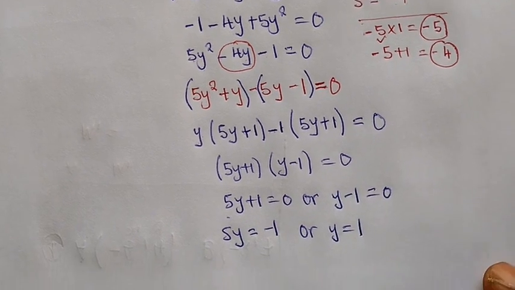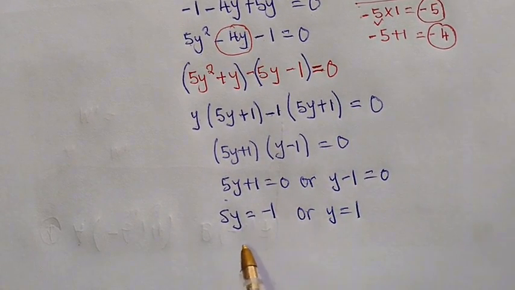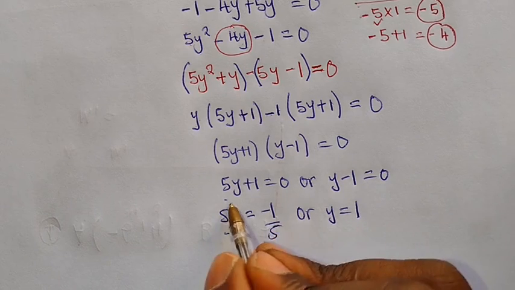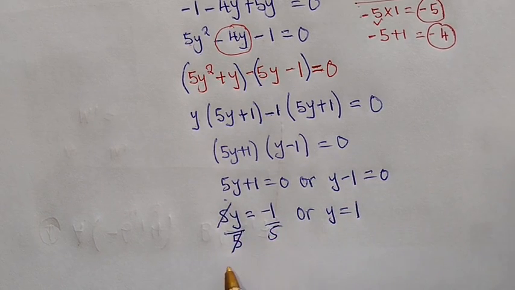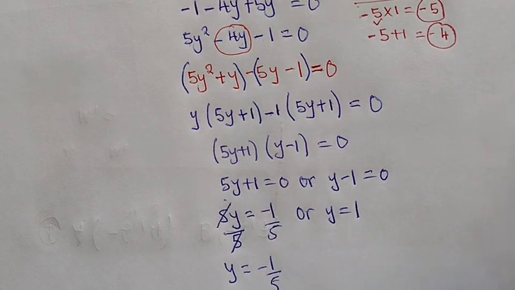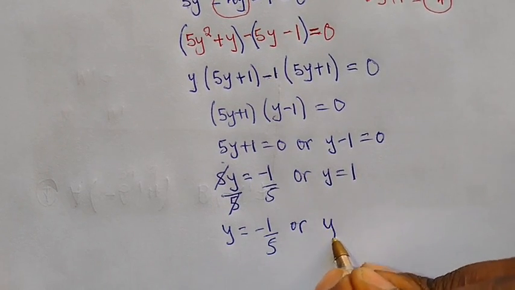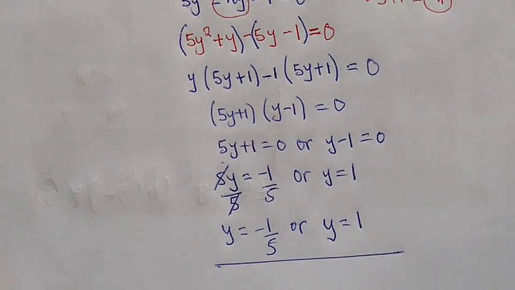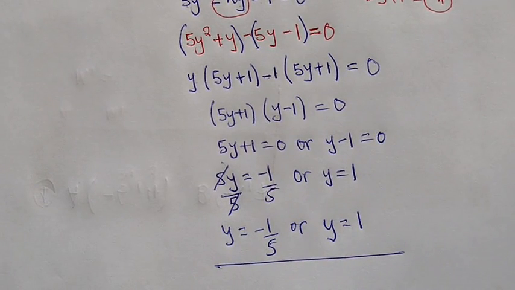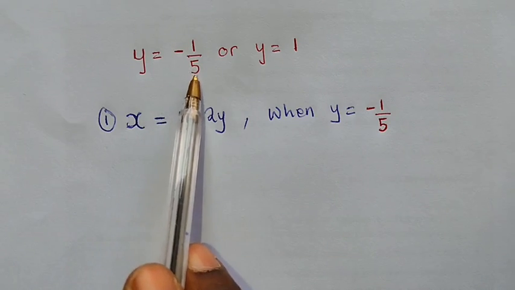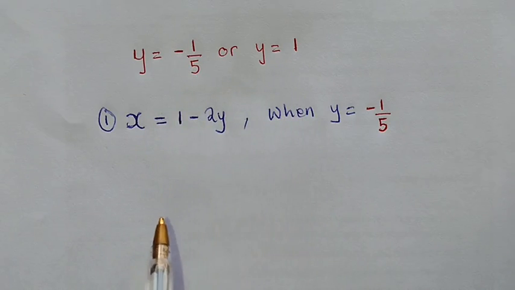So from here, we need to find the value of this other y. We need to divide by 5, even this side by 5. So this will cancel, remain with y is equal to negative 1 over 5, okay, or y is equal to 1. So these are the values of y. Now we need to find the value of what? Of x. So since we have found the value of y is equal to negative 1 over 5, or y is equal to 1, we need to find the value of x.